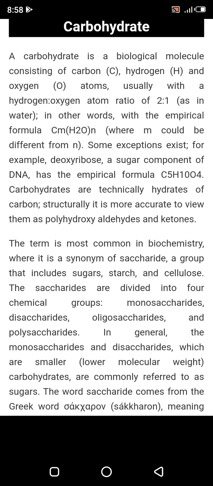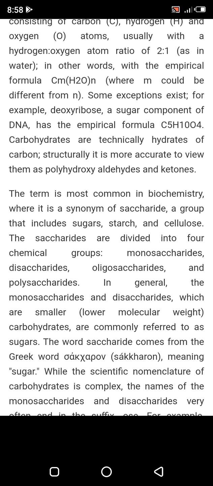For example, deoxyribose, a sugar component of DNA, also called deoxyribonucleic acid, has the empirical formula C5H10O4. Carbohydrate, or technically hydrate of carbon. Structurally, it is more accurate to write them as polyhydroxyaldehyde and ketone.